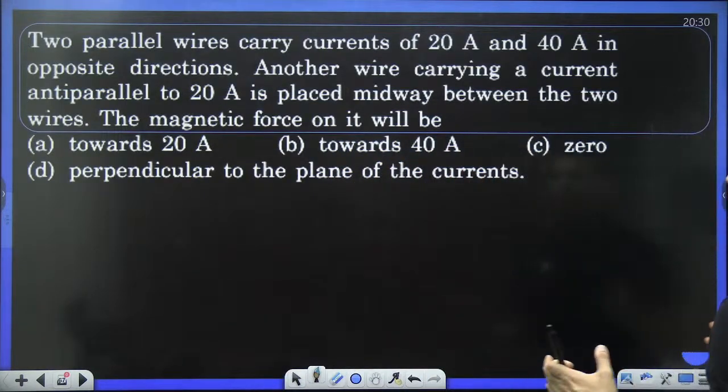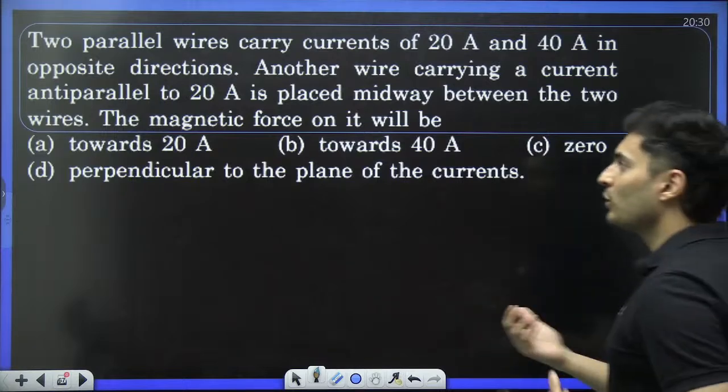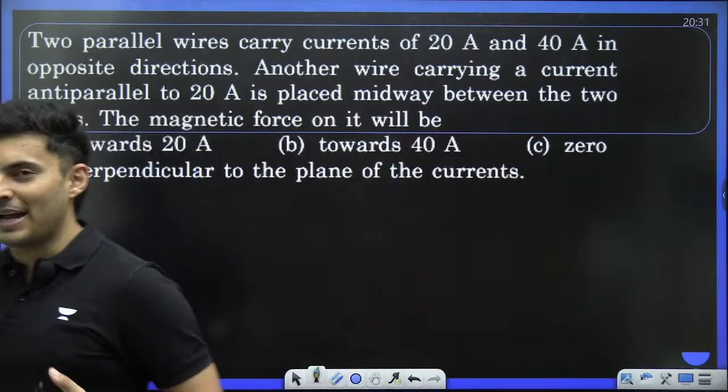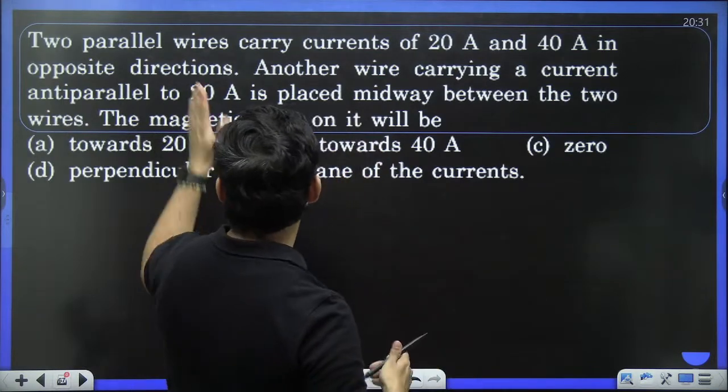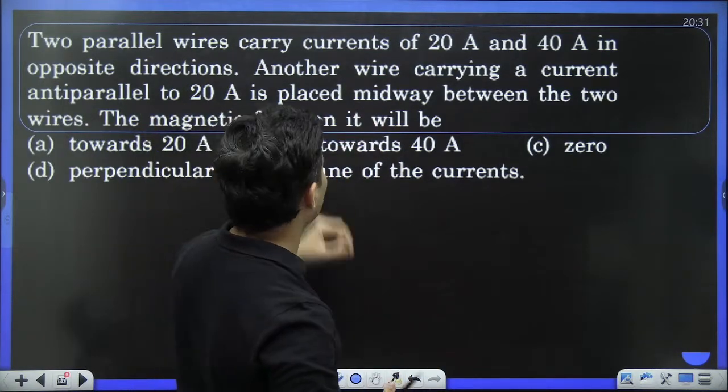2 wires carry currents 2I and 4I, opposite. Another wire carrying current anti-parallel to 2I is placed midway. The magnetic force on it will be towards which of the wires? Beautiful question. Let's draw it. 2 parallel wires carrying currents in the opposite direction.